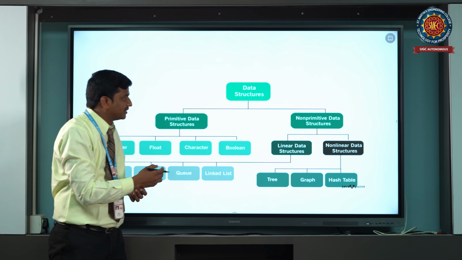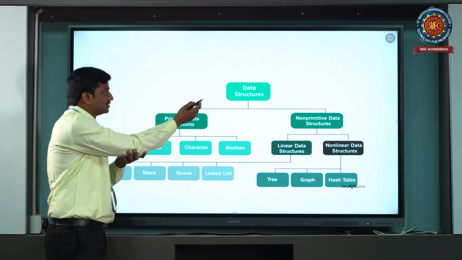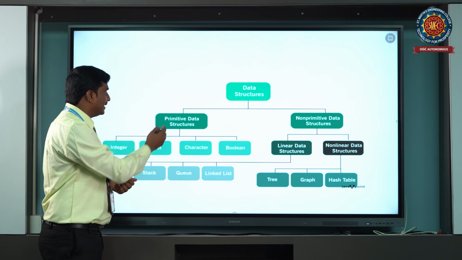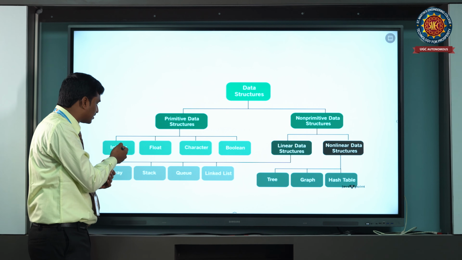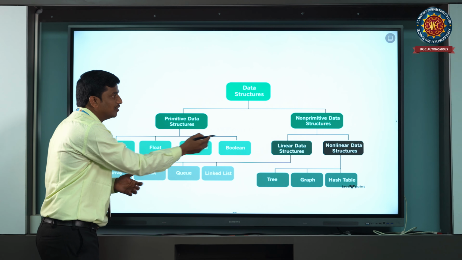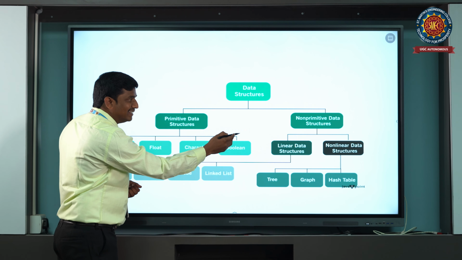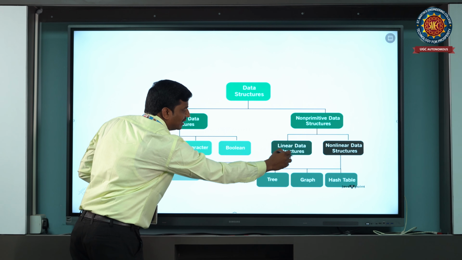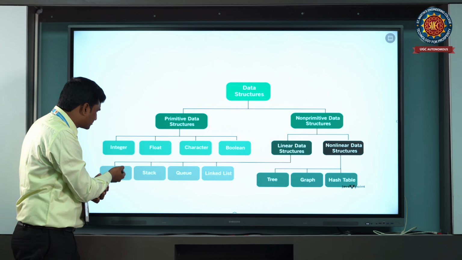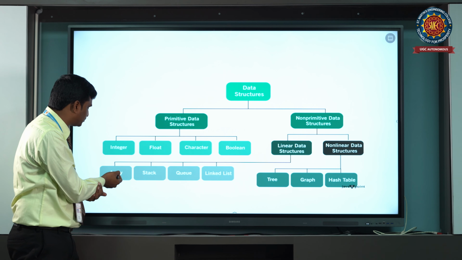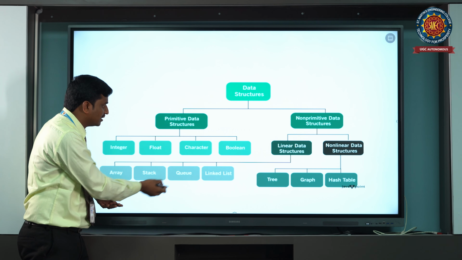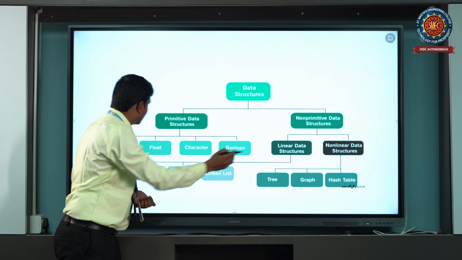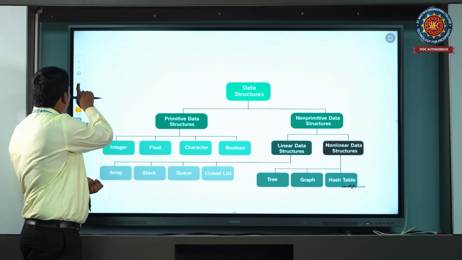Let us see the diagrammatical representation of data structures. Data structures are classified into two types: primitive and non-primitive data structures. The primitive data structures are integer, float, character, and boolean. Non-primitive data structures are linear and non-linear data structures. We are going to discuss linear data structures, which are classified into four types: arrays, stack, queue, and linked list. Non-linear data structures are tree, graph, and hash table. Let us see an example.